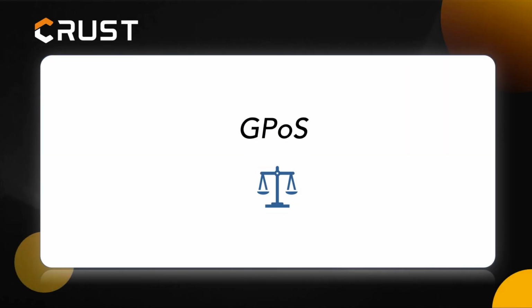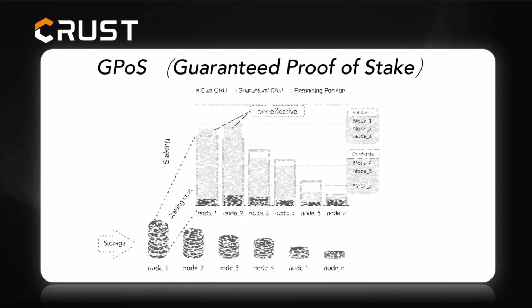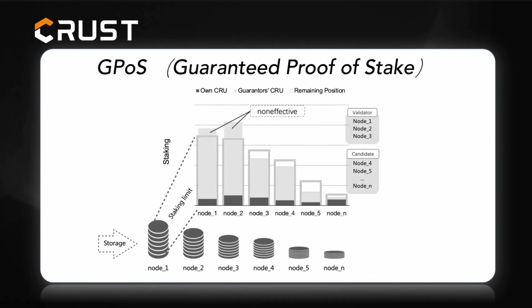Next, I'll introduce you to the GPUS consensus mechanism. This chapter will be helpful for those who want to become a Crust node or CRU holder. The blockchain consensus in the Crust network is GPUS, which is called Guaranteed Proof of Stake. GPUS is a kind of POS consensus mixed with POW. Under this mechanism, two types of assets, storage resources and CRU tokens, are both required to become a node.